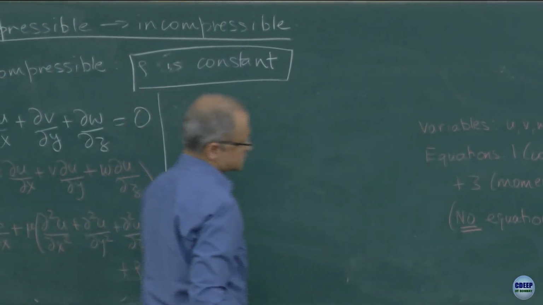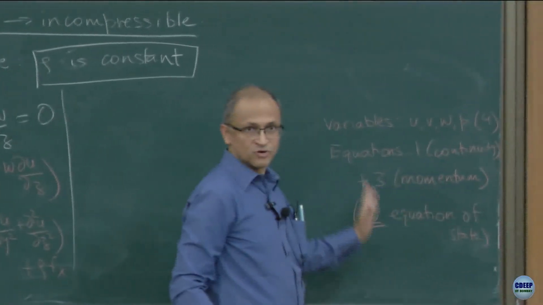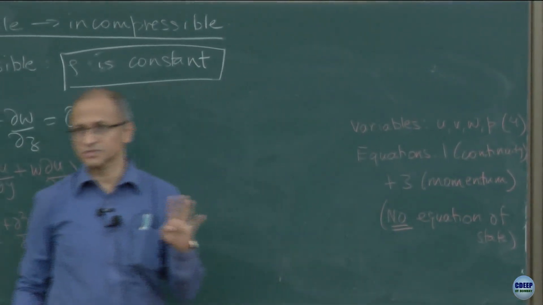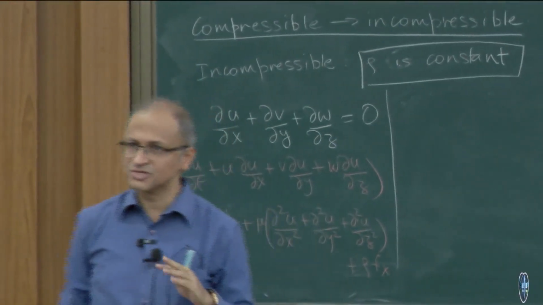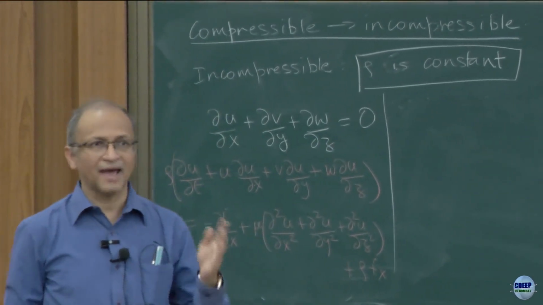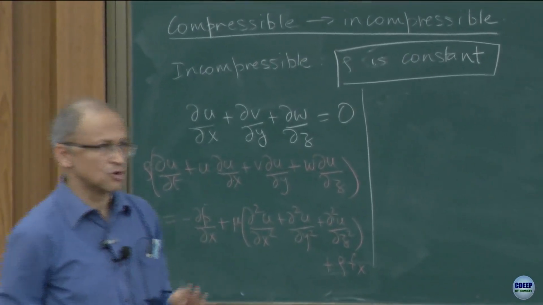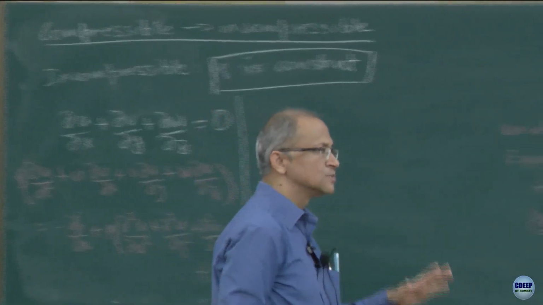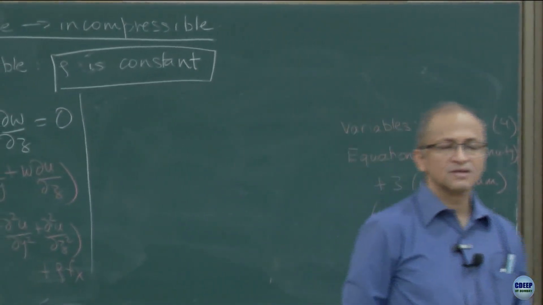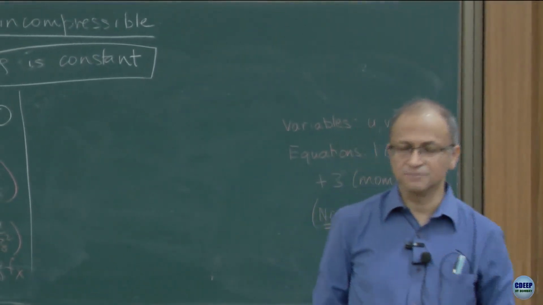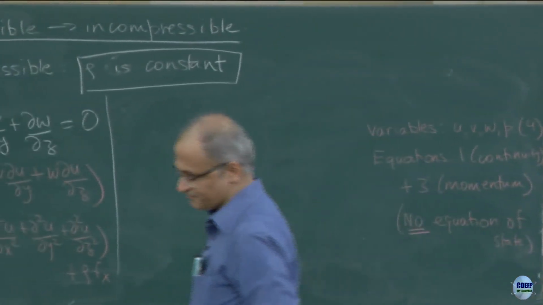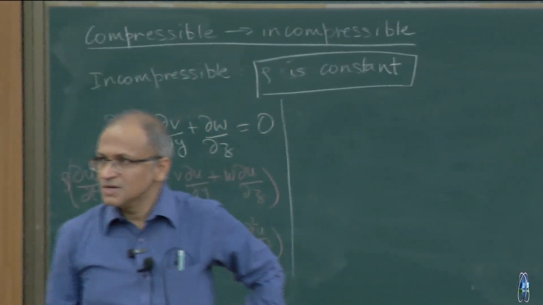So you can see that this is the system that we are now dealing with: 4 variables and 4 equations. Now, if you were to put in the energy equation, we will have temperature as an additional variable, and we will have an energy equation to solve along with that. So it will become a 5 variable and a 5 equation system. That is what we would get in that case.